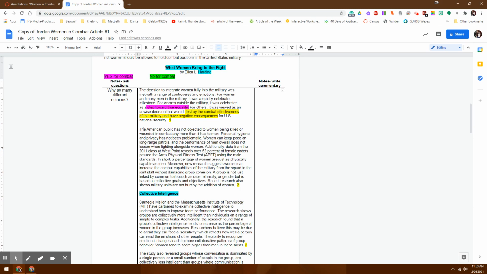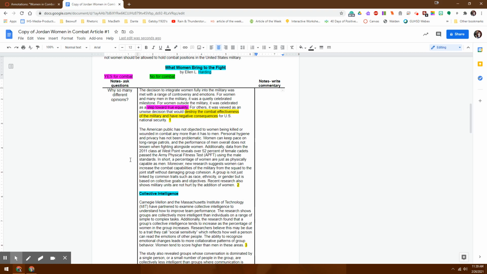So the second paragraph: The American public has not objected to women being killed or wounded any more than it has to men. Personal hygiene and privacy has not been problematic. Women can keep pace on long-range patrols, and the performance of men overall does not lessen when fighting alongside women. Additionally, data from the 2011 class at the West Point reveals over 52% of female cadets passed the Army physical fitness test using the male standards. In short, a percentage of women are just as physically capable as men.